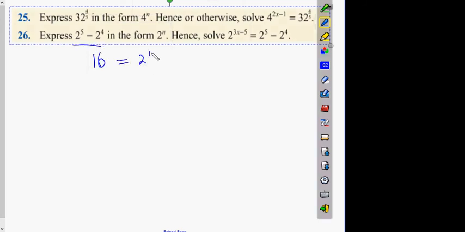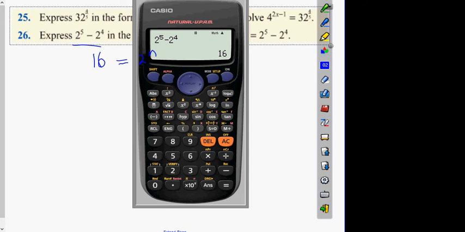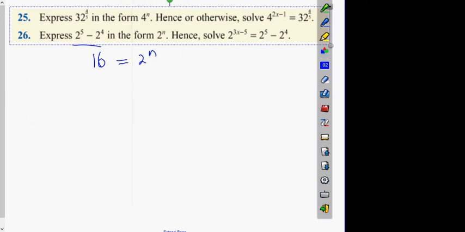And it wants me to express it as 2 to the power of n. How do I figure out how many 2's make 16? 4. So, multiply 2 by 2. That's 2 of them. Then multiply by 2 again. That's 3 of them. Then multiply it again. That's 4 of them. So, it's going to be 2 to the power of 4. So 2 to the power of 4 equals 16.